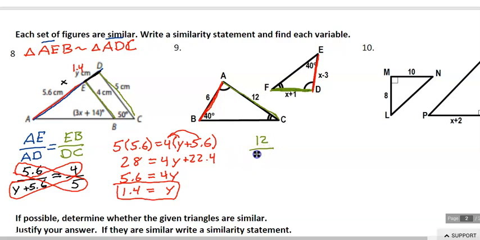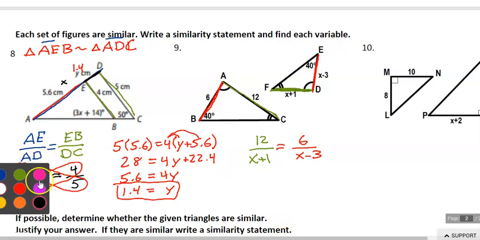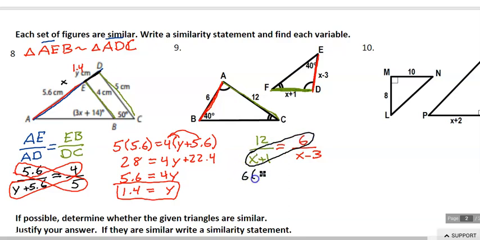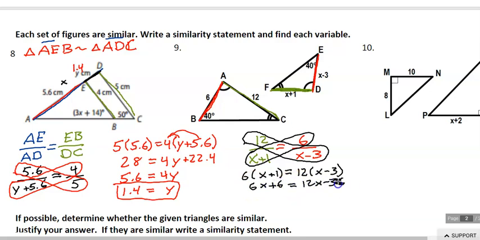So we'll have 12 over x plus 1 will be equal to 6 over x minus 3. And then just like we did on the last problem, let's cross multiply. So 6 times x plus 1 will be equal to 12 times x minus 3. So 6x plus 6 equals 12x minus 36. And looks like I'm going to add 36 to both sides. So I'm going to get 6 plus 36, which is 42. And subtract 6x on both sides. So 12x minus 6x gives me 6x. And then divide both sides by 6 to give me 7. There we go. So if we plug this in here, 7 plus 1 would be 8. 7 minus 3 would be 4. And that should put us in proportion.